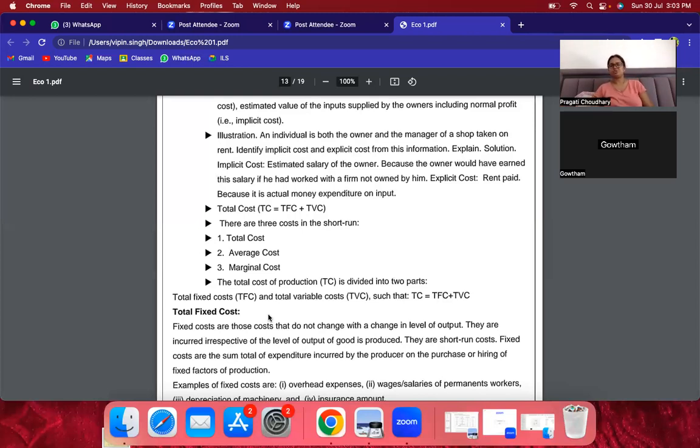So now it's saying total fixed cost. If we talk in a nutshell, it's the summation of all the costs which we have incurred on fixed factors.